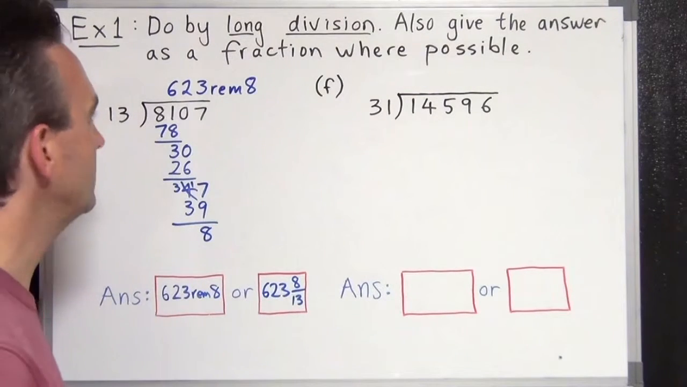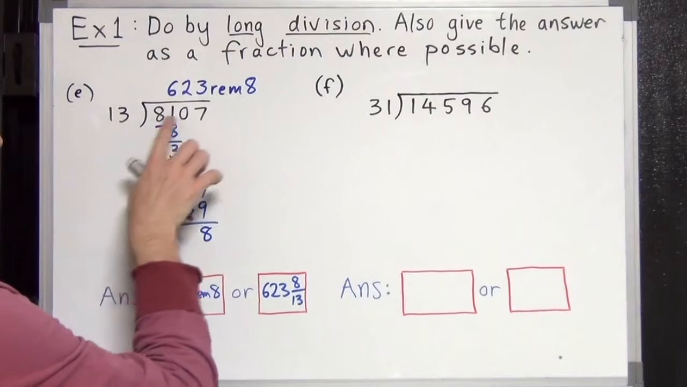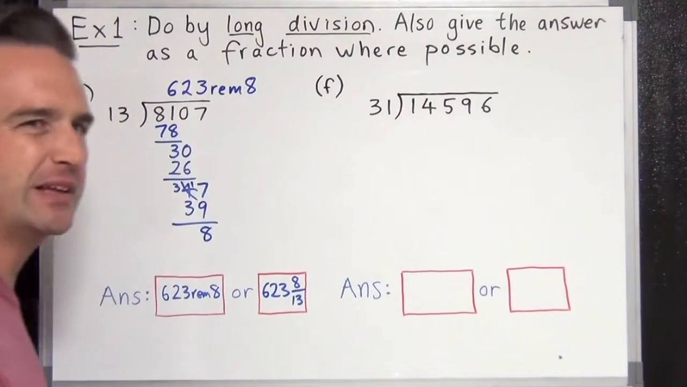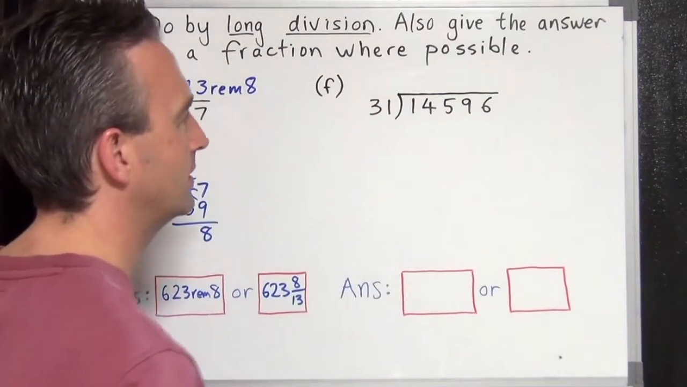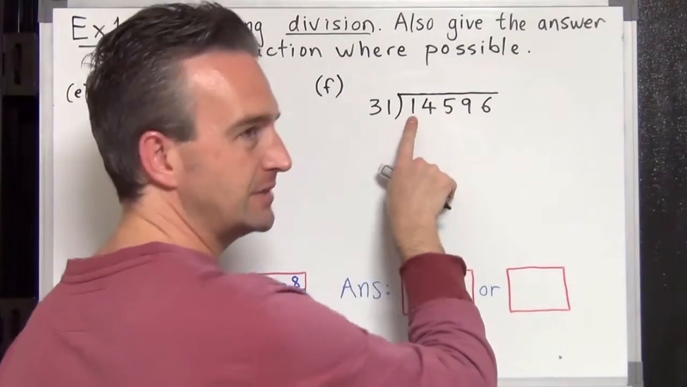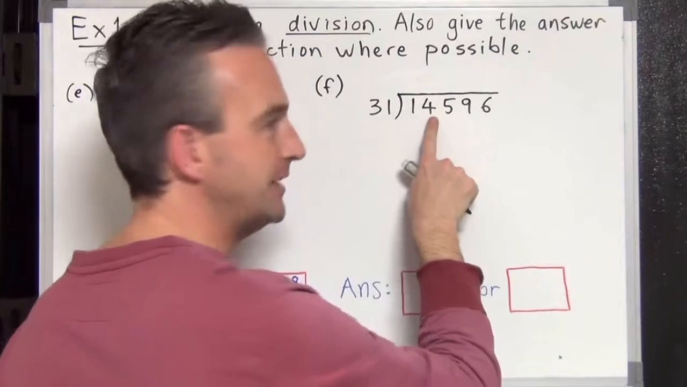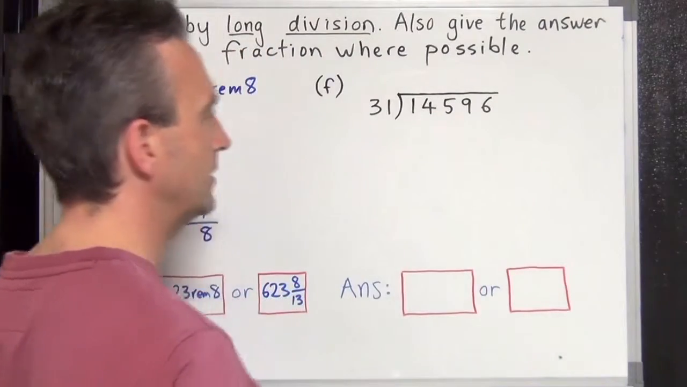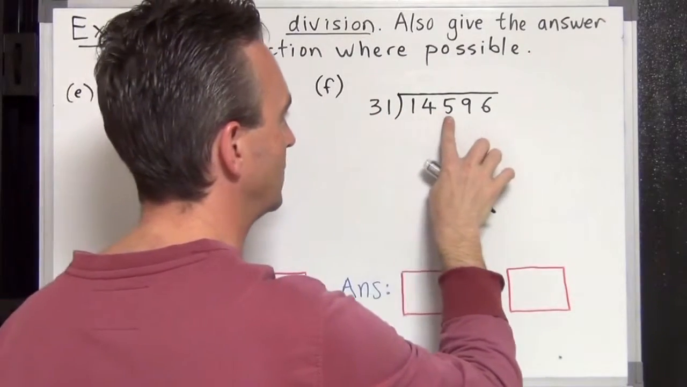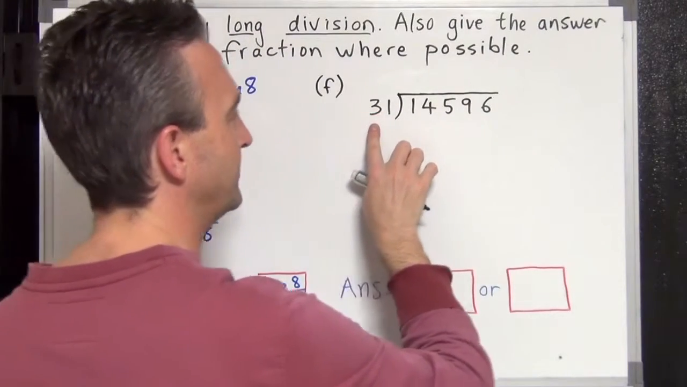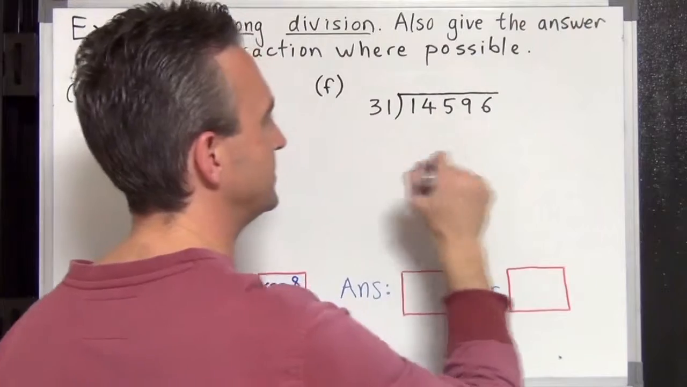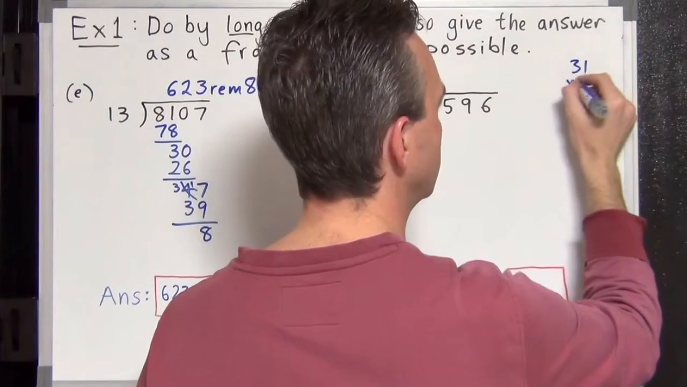So final example, we've done a 4-digit number divided by a 2-digit number. Getting harder, let's try a 5-digit number divided by a 2-digit number. 31 into 1, doesn't work. 31 into 14, still doesn't work. Okay, we're going to look at 31 into 145. So I know 31 times 10 is 310, which is about double that. So maybe it's 31 times 5.